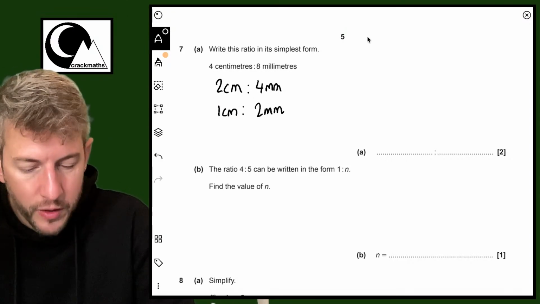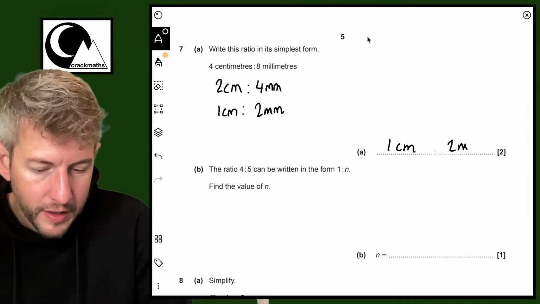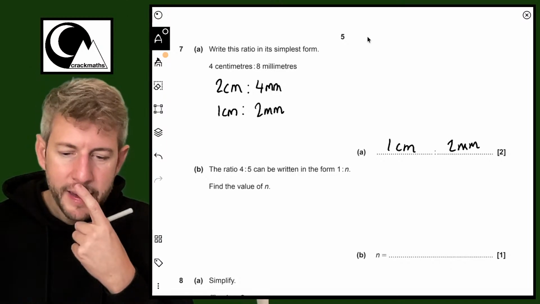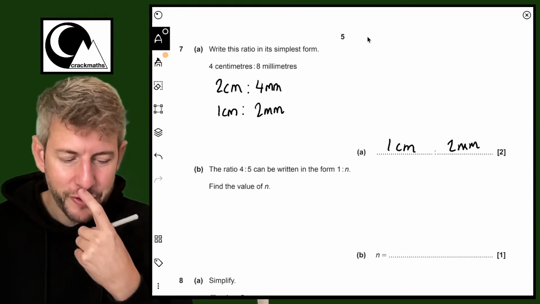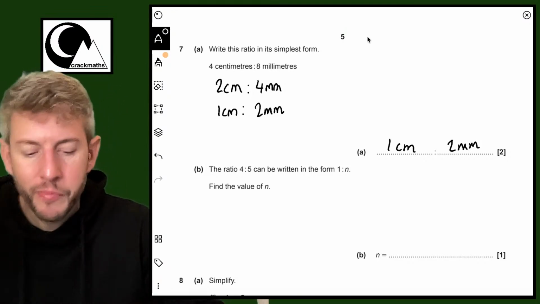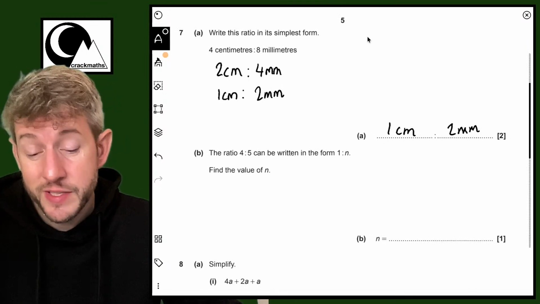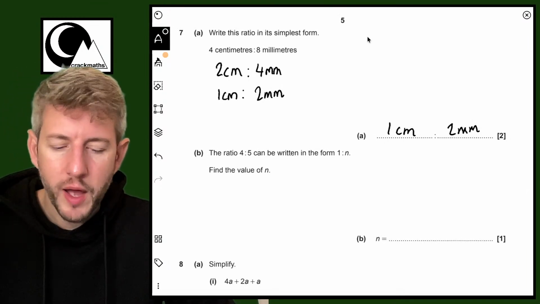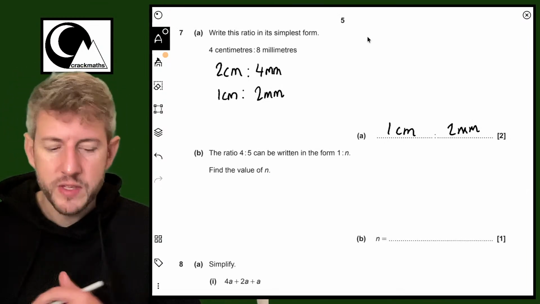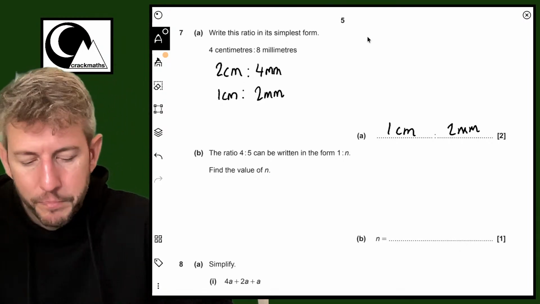Okay, so here we go. 1 cm to 2 mm. Now, I'm presuming that's what they want, okay, because they've given us quite a lot of space to write that. The other option of the thing that they could want is to convert them both into the same unit. But I don't think that's what they want because they've put the word centimetres and millimetres there and they've given us this amount of space.